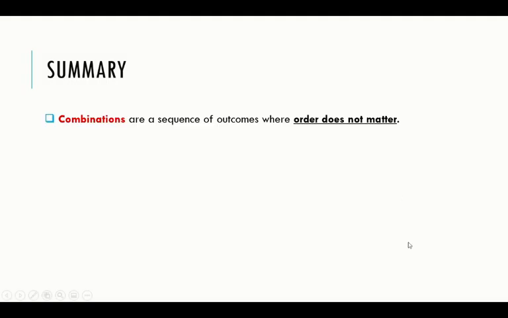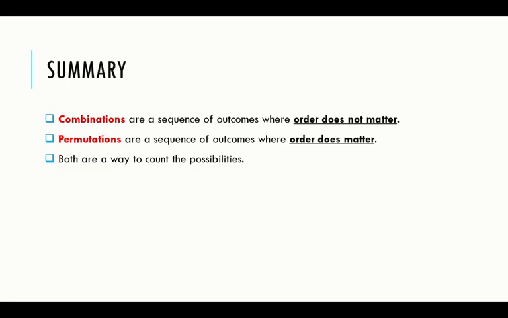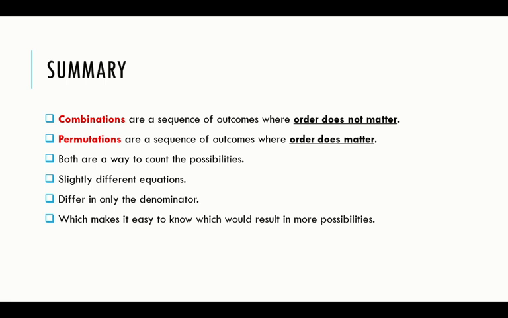Let's summarize, guys. As we just said, combinations are a sequence of outcomes where order does not matter. But for permutations, that's a sequence of outcomes where order does matter. So if I give you a problem, you need to ask yourself the question, okay, does order matter or not? What is the question asking? Both are ways to count the possibilities, but as we showed, they have slightly different equations, but they only differ in the denominator. And that makes it easy to know which should result in more possibilities.